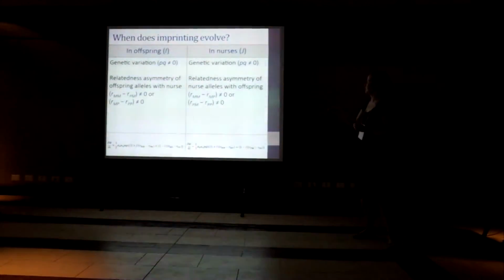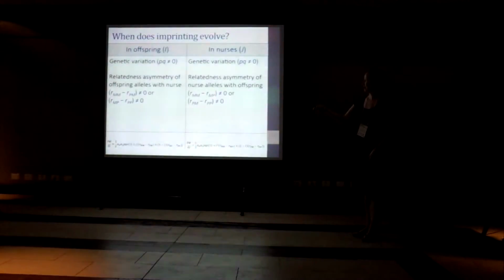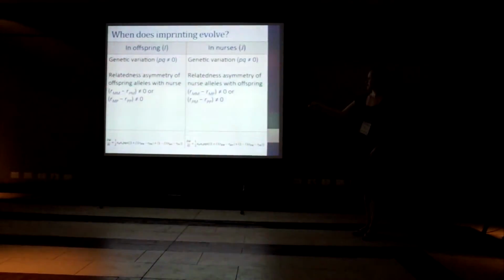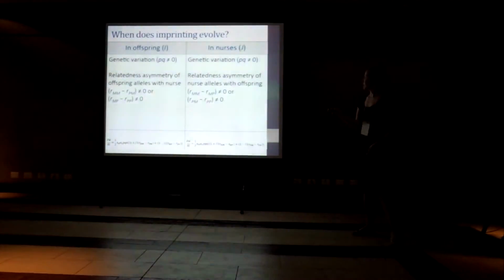So if we just start with the offspring, these terms relate to the relatedness of the maternal allele in the offspring with the maternal allele in the nurse, and the paternal allele in the offspring with the maternal allele in the nurse. So this is essentially saying, if this is not equal to 0, there is a difference in the relatedness of the 2 alleles in the offspring with the maternal allele in the nurse. So we need to see an asymmetry either here or here.